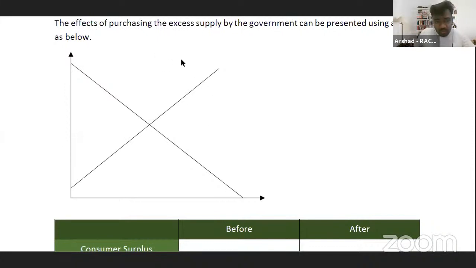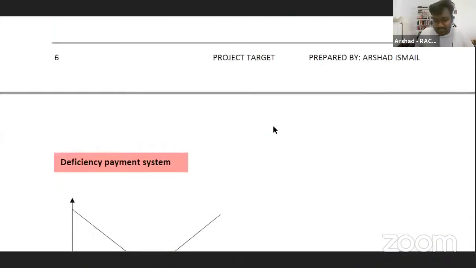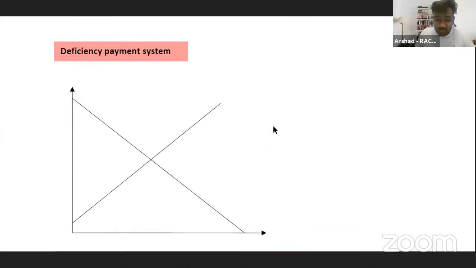But now there can be situations, right? There can be situations that a good can't be exported. That good can't be stored as well. In that context, what can the government do? What is the government going to buy and do? Are they going to just throw it away? They can't do that.